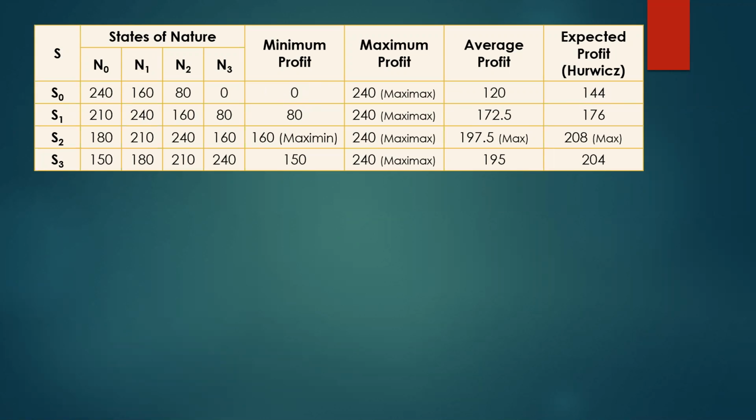Any doubts here? So like this, you calculate the expected profit and select the maximum profit in that, which in this case is 208. And again, using Hurwitz criteria, I can say that the optimum strategy would be S2, that is taking 2 units of air cooler. Clear? So we have completed the first few answers: your maximax criteria, Laplace criteria, and your Hurwitz criteria.